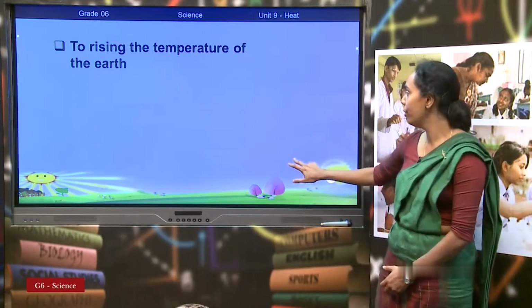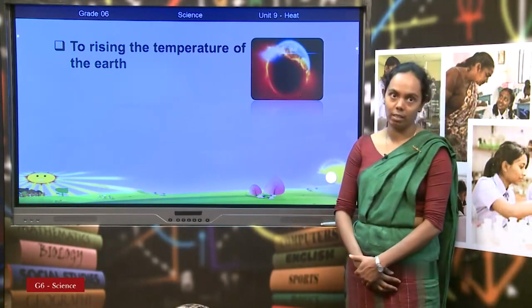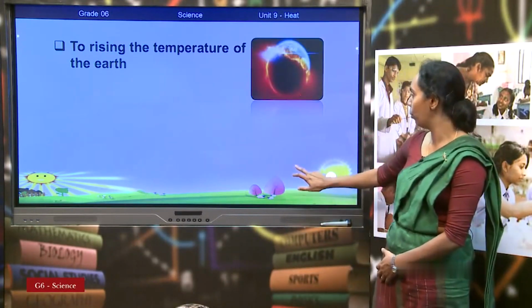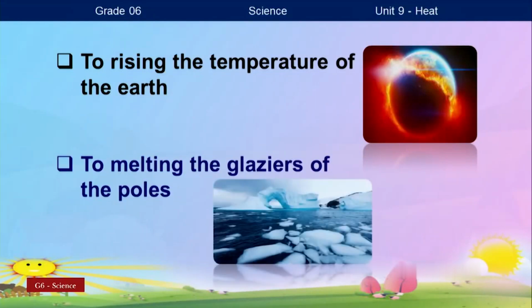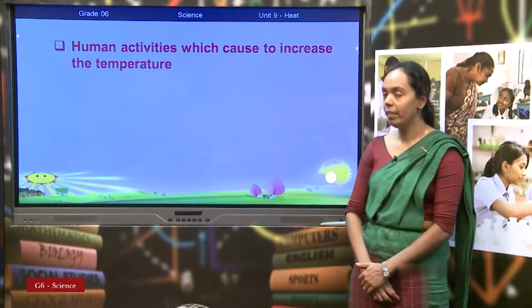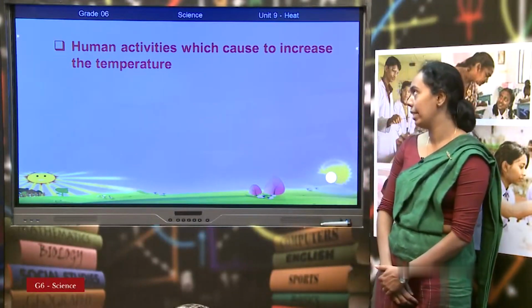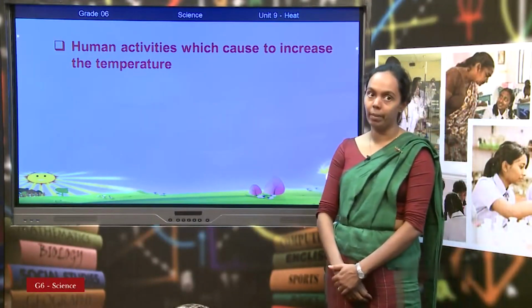Then the temperature of the earth also rises due to heat, and the glaciers at the poles are melting due to heat. Due to this melting of glaciers, the sea level rises. Then we will see what human activities cause an increase in temperature.